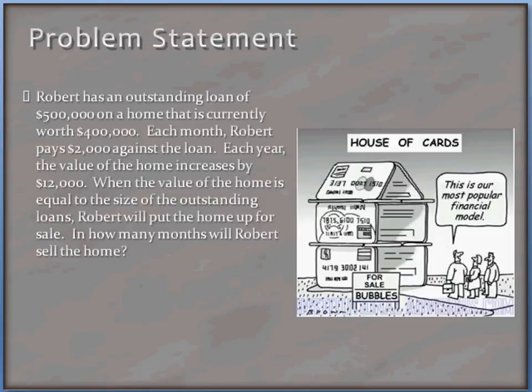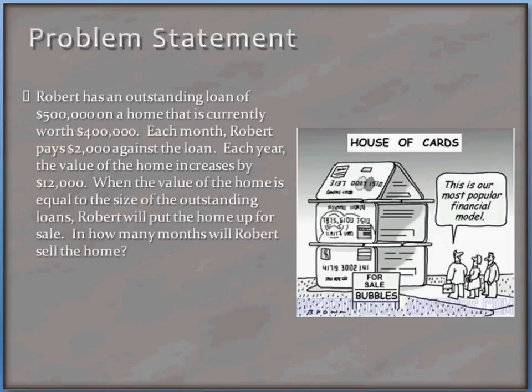Our friend Robert in this problem is in this situation. He has a home that has an outstanding loan of $500,000, but the home is only worth $400,000. So there's a difference of $100,000 between what the home is worth and the amount of the loan. Each month, Robert pays $2,000 against the loan, and each year the value of the home increases by $12,000. So is this a good or a bad thing for Robert?